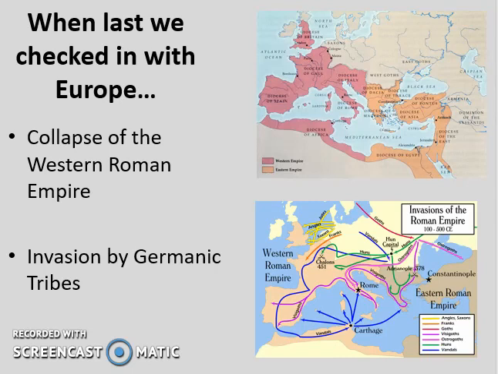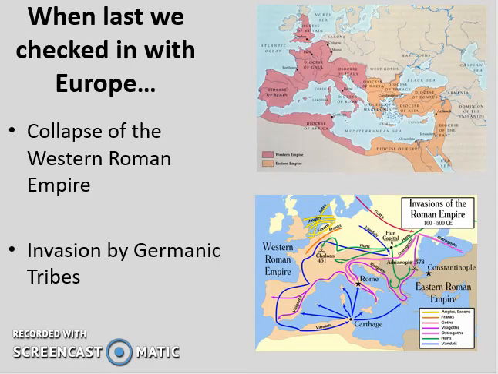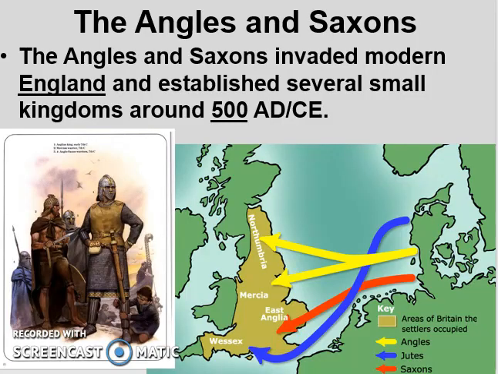Well, if you remember back to when the Western Roman Empire collapsed, we talked about Germanic invasions briefly. What we're going to do now is talk more specifically about those Germanic tribes invading into the Western Roman Empire, which was one of the reasons for the collapse of that empire. So the first group that we're going to talk about are the Angles and the Saxons. The Angles and Saxons invaded modern England and established several small kingdoms around 500 AD or CE.